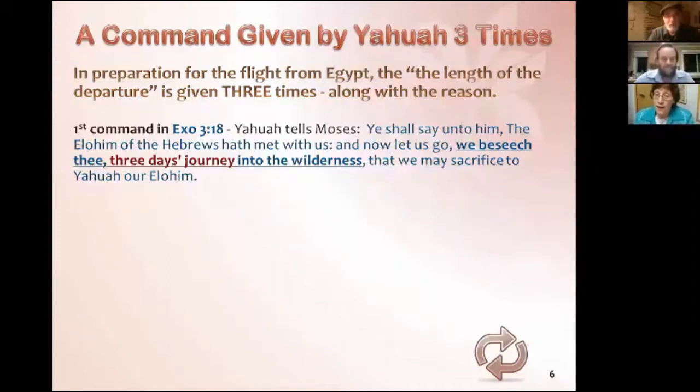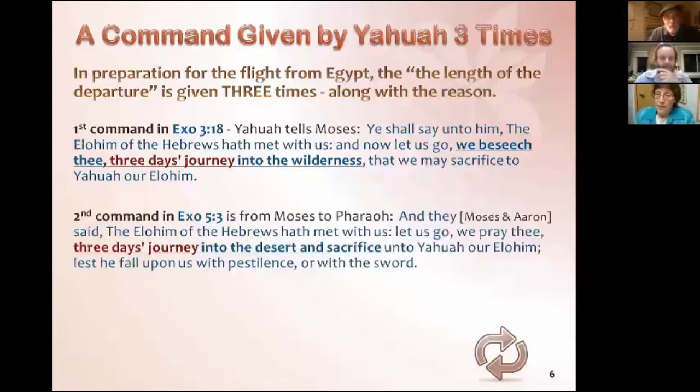So the first command is given in Exodus 3:18. Yahuwah is telling Moses, you are going to say unto him, that's Pharaoh, the Elohim of the Hebrews has met with us. And now let us go, we beseech thee, 3 days' journey into the wilderness. And here's the reason why, that we may sacrifice to Yahuwah our Elohim. That's the first time.